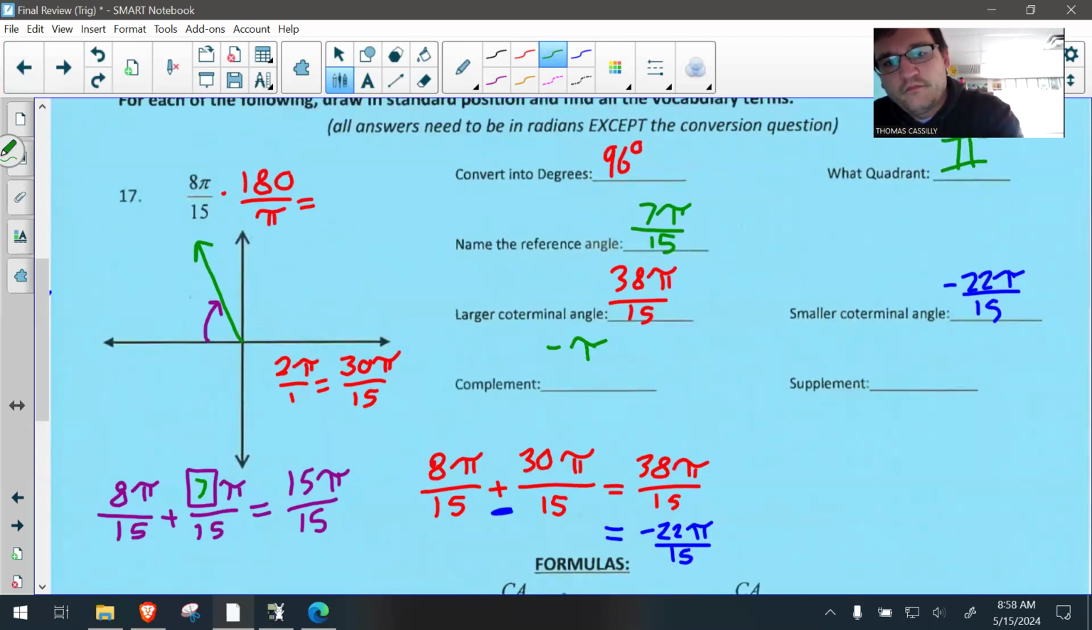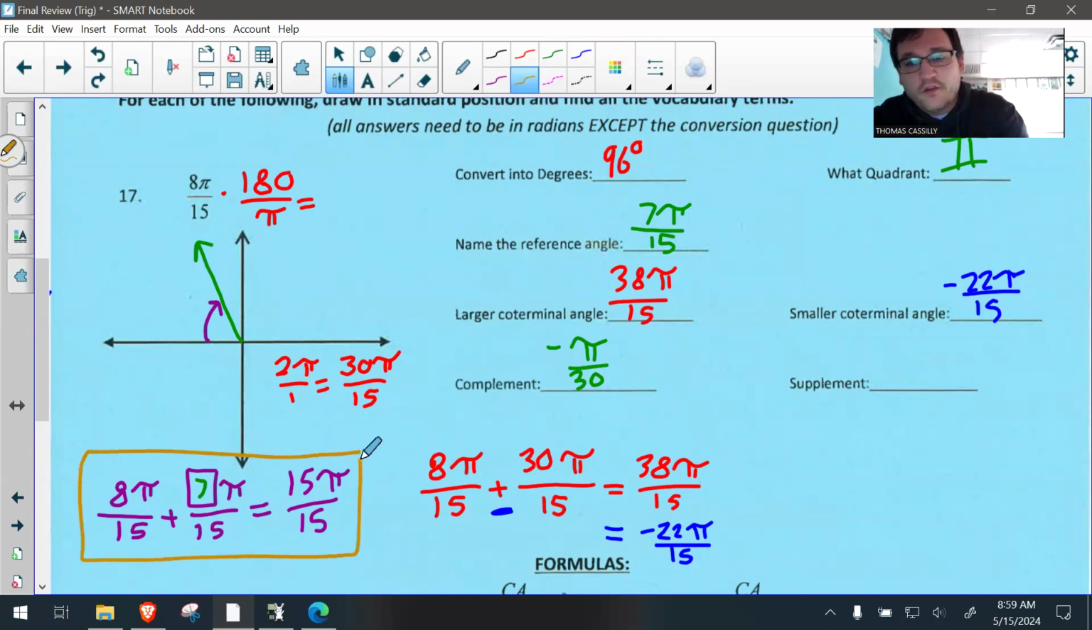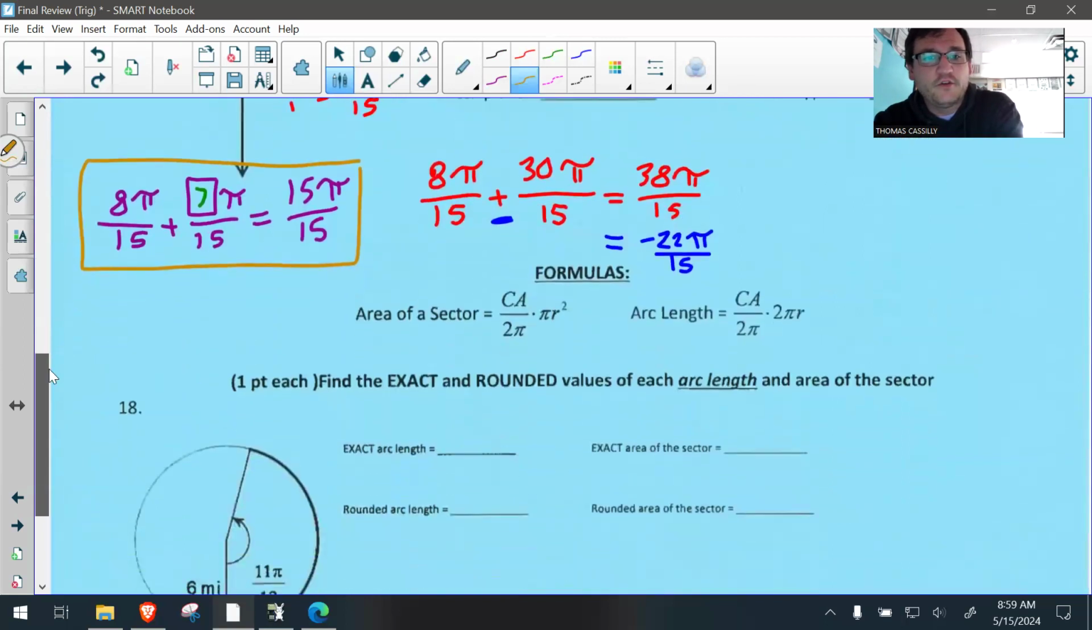Negative pi over 30. Right? And the supplement, all right, what is going to get you to 180 degrees? We actually already did that one. It's the one in purple, right? This gets us to 1 pi. So that is also our supplement. So 7 pi over 15 gets us to 180 degrees, or it gets us to 1 pi. Right, 8 pi over 15 plus 7 pi over 15 is 15 over 15 pi, which simplifies down to 1 pi, which is 180 degrees. So that's kind of your definition of supplementary there.